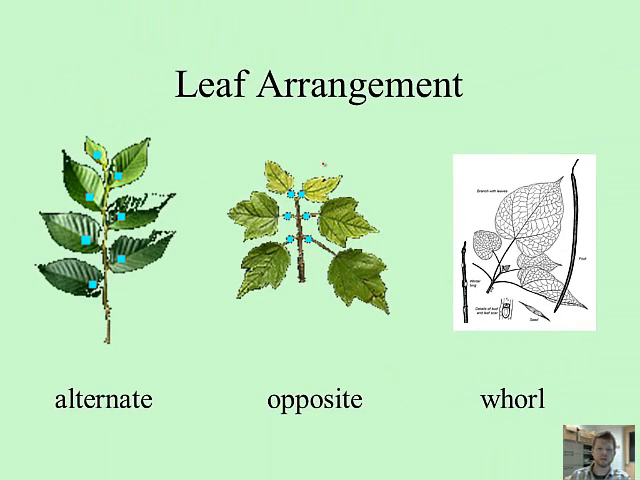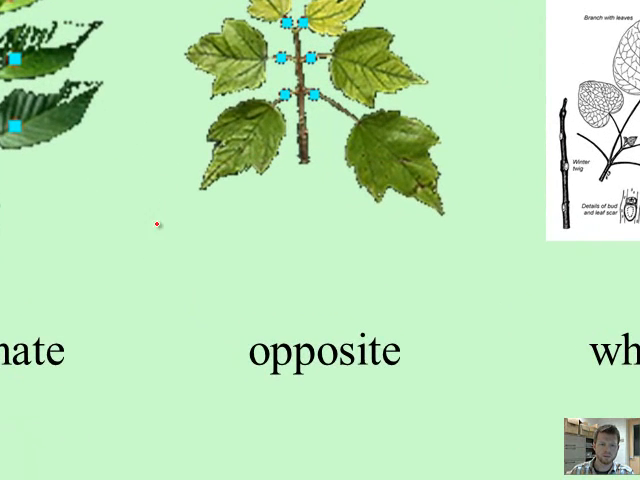So number one thing, leaf arrangement. Now, leaf arrangement is in three different ways. There's alternate, opposite, and whorl. And what this is actually asking is, how many leaves per node?